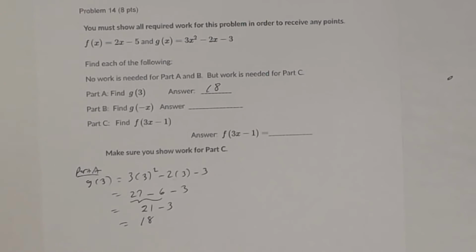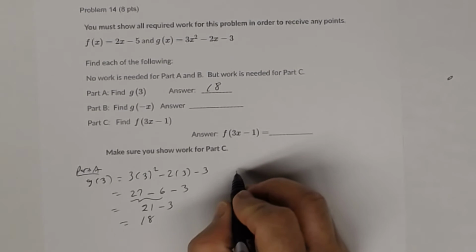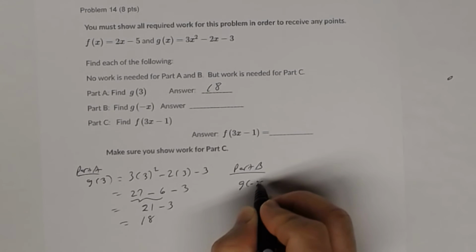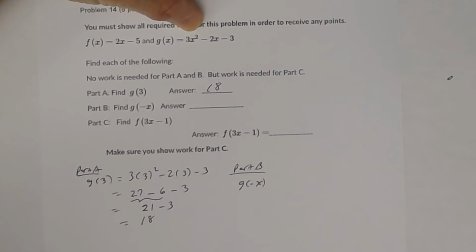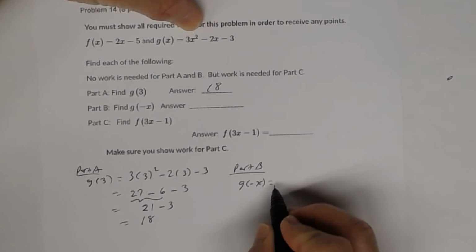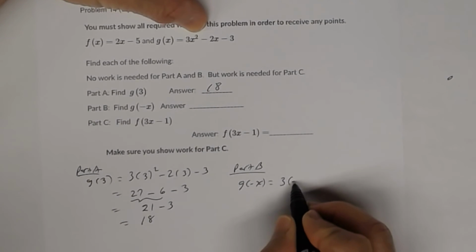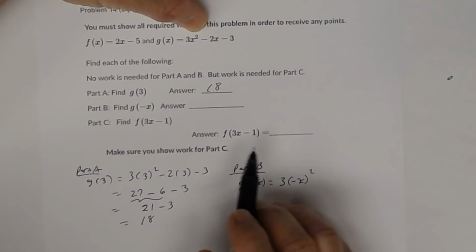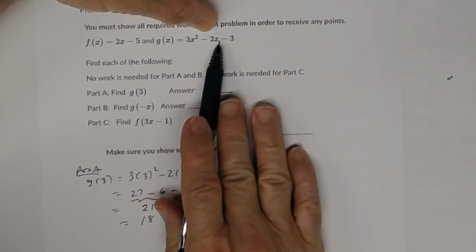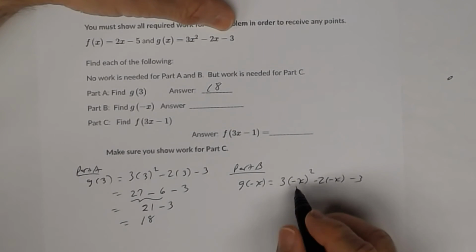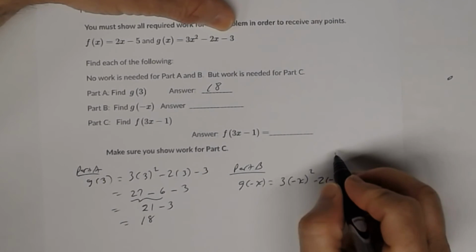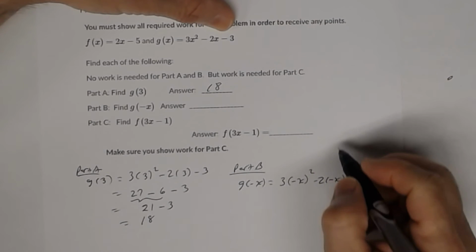All right. So in part B, you want to find g of negative x. So here's part B. You want to find g of negative x. So in place of x, again, you go back to the g function. So in place of x, you're going to substitute negative x. I get 3 times negative x squared. All right. Minus 2 times negative x minus 3. But remember, negative x squared, let me go put that here.